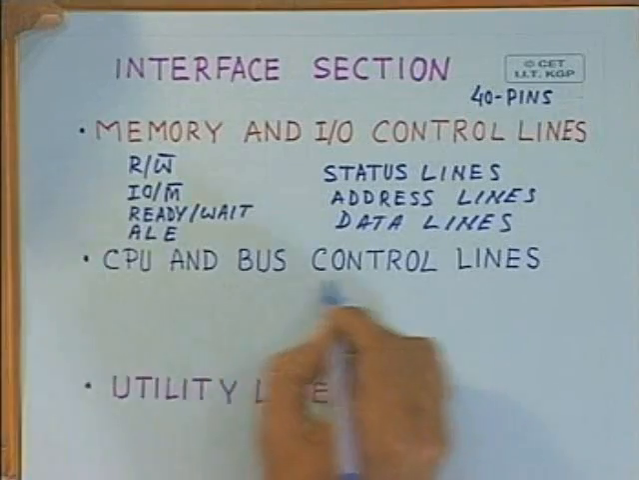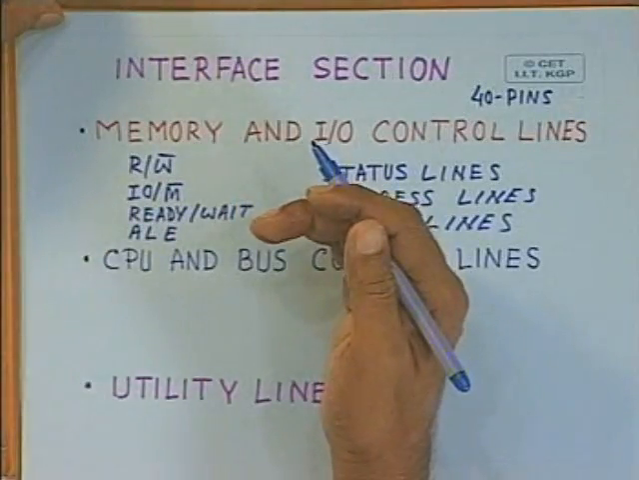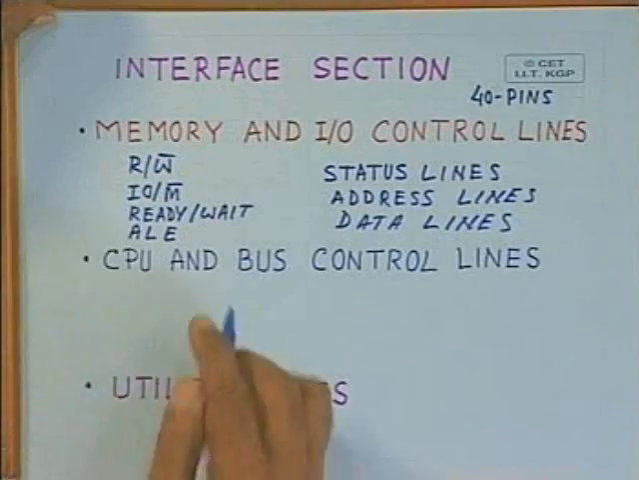Then you will require some lines with the help of which the CPU can be controlled from the outside world. Sometimes you may have to interrupt the CPU. You have to send some signal to the CPU so that the bus is relinquished for, say, direct memory access mode of data transfer. So for that purpose, some lines are provided on the interface section as part of the system bus, and these lines can be classified.